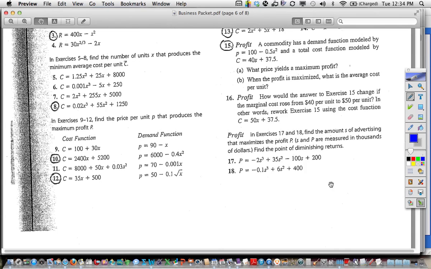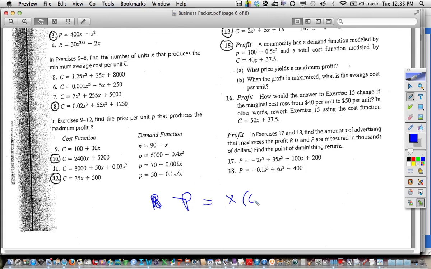Oh, and one other comment I want to make, because somebody came in and they did this on their calculator and it was giving them an error. So I want to make sure everybody's aware of this. They were doing their profit function, which is revenue minus cost. So they did their revenue, which is x times their price function, which is this. Okay, so this would be their revenue, minus the cost, which is, they give you the cost function here.